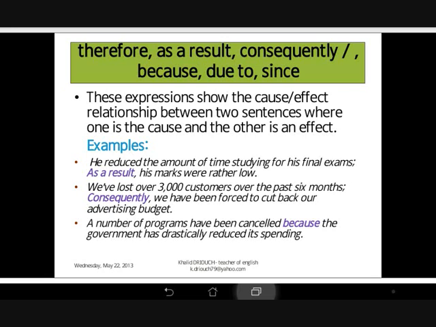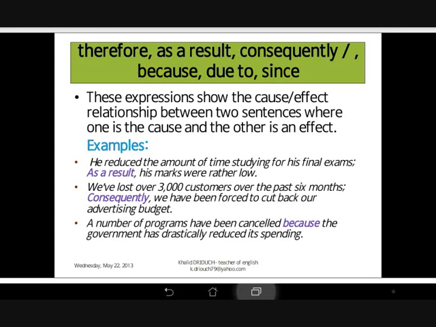Check out these examples. He reduced the amount of time studying for his final exams. As a result, his marks were rather low. Why were his marks low? Simply because he reduced the amount of time studying for his final exams.